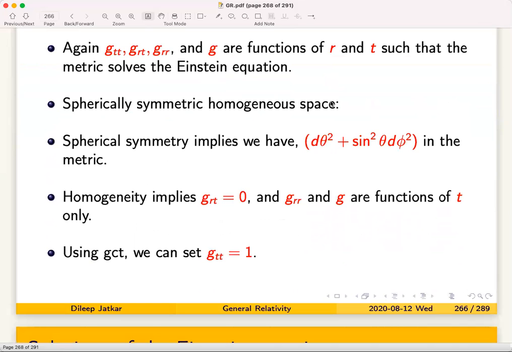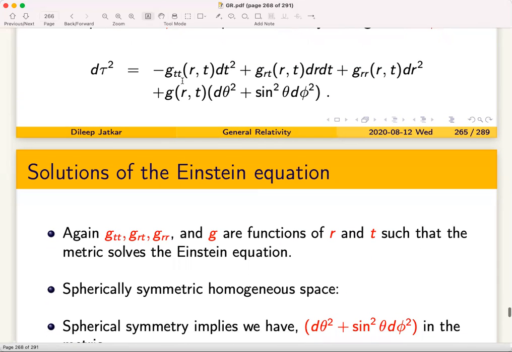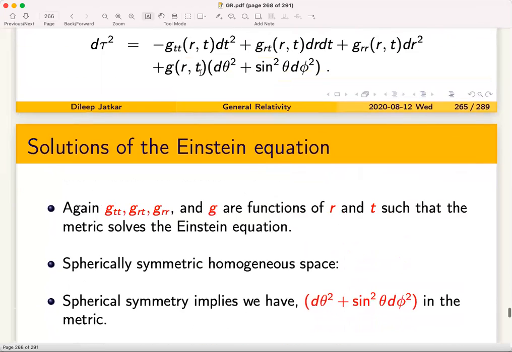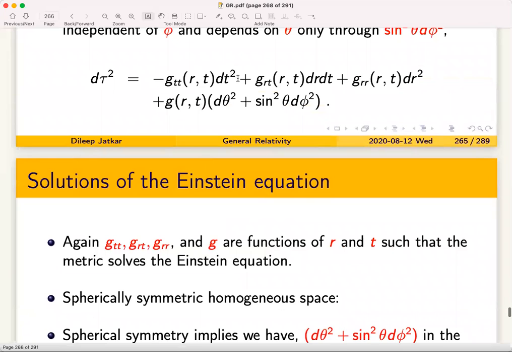Then you have another thing that you could do. Given that GTT is only a function of time, you can always reparameterize time and soak up GTT as a function of time into the new reparameterized time to make this component become just one. That would require us to write t prime as some complicated function of t, such that dt prime is equal to square root of GTT times dt. Whatever that function is, it doesn't really matter as long as we can do that transformation.